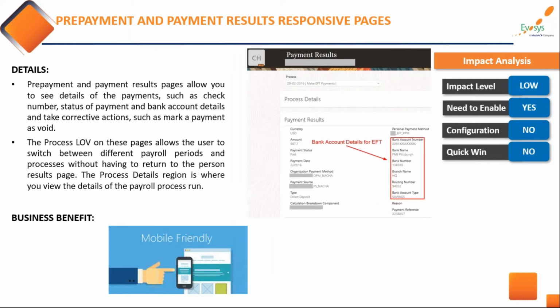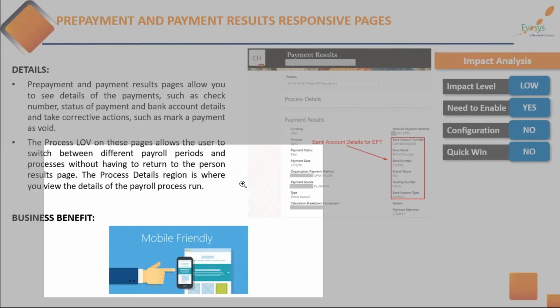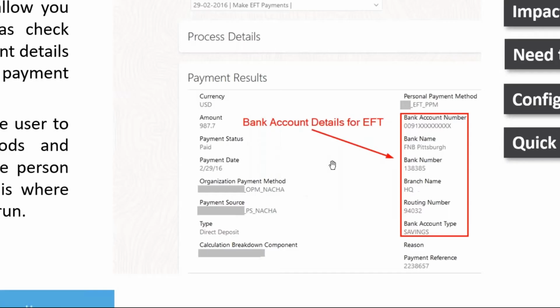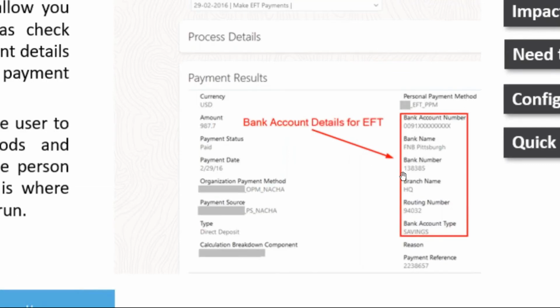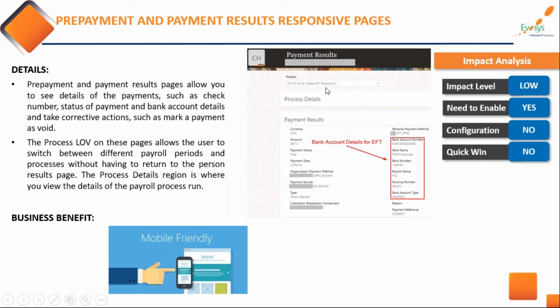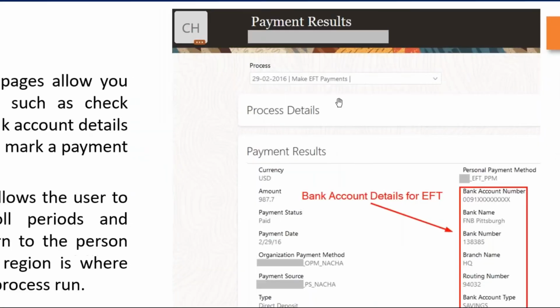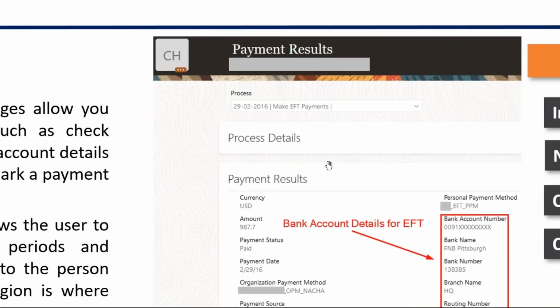The next is an advancement on the prepayment and payment results on the responsive UI. So it's more mobile friendly now. You can look at the prepayment and payment results. You can see the bank account number, bank name, check details, and everything here at one glance. And you also have a process LOV here. So you can just choose the process LOV if you want to see different details of the same person.